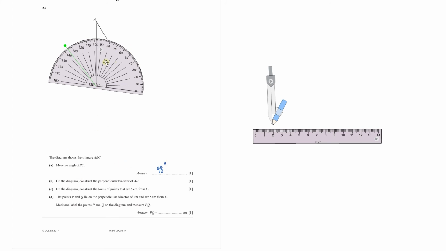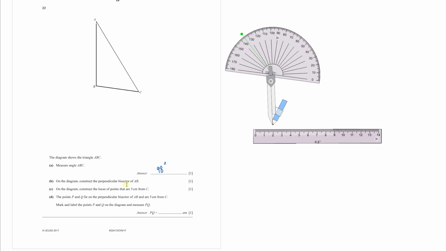Part B is, on the diagram, construct the perpendicular bisector of line AB. So to draw the perpendicular bisector, you place your compass on each of the points. Let's start with point B here. If I place it at B, I have to open it up to more than half the length of line AB. So then I draw the two arcs on each side. The first one would be here, and the second one would be on this side.